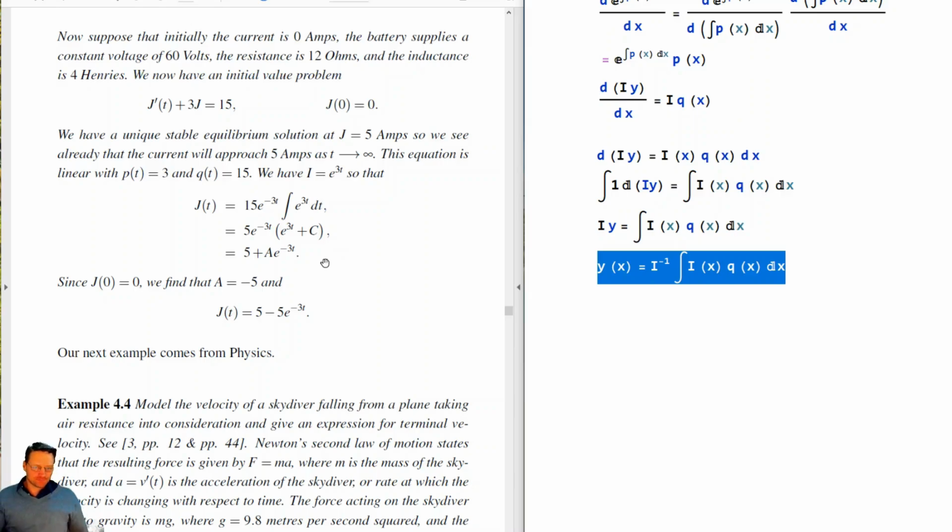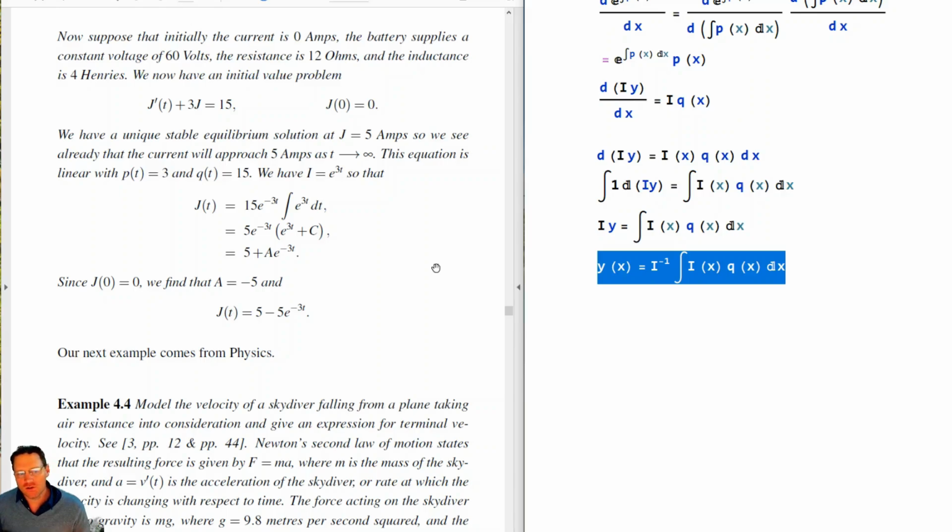Right now, as t goes to infinity, you could just take a limit as t goes to infinity in this expression here, and you can see that the current will approach 5, just as we expect when we look at equilibrium solutions, without having first solved it. So that makes sense and agrees with what we got.